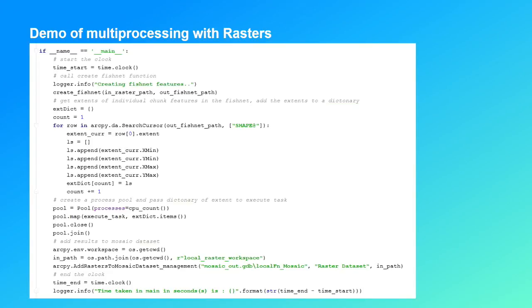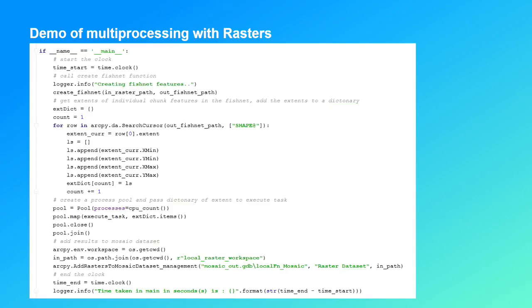So once that is done, these individual processes are going to go do the processing. And then when I call join, it's going to wait. It's going to block this main code until all the processes in the pool have completed executing. And once that is done, I'm going to add my outputs to a mosaic dataset. That way I'm combining all these individual chunks back into the complete raster that represents the extent of my input. And then I'm keeping track of time to know how long this entire process takes.